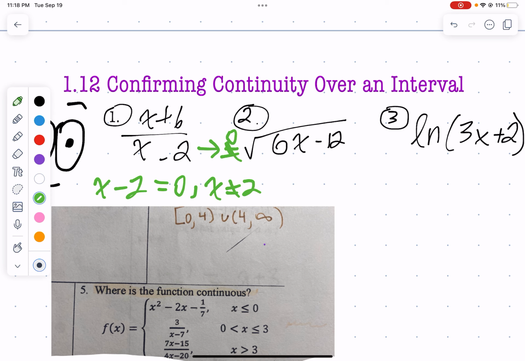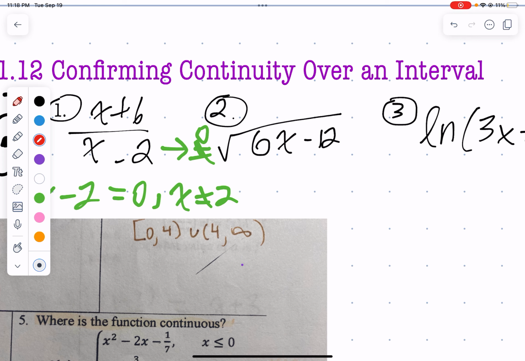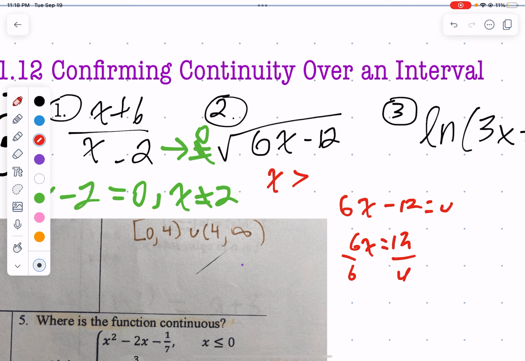Our second scenario, let's go red, make this a little bit skinnier. Second scenario in red, of course, is radicals or square roots. And we know that under a radical, you cannot have a negative number because you can't take the square root of a negative number. So in this scenario, let's do the math real quick. 6x minus 12 equals 0. We'll send it over, 12 divided by 6. So x is going to have to be greater than or equal to 2.